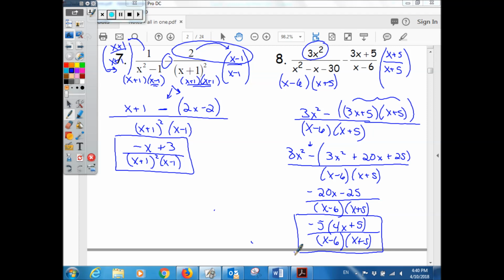So basically, the process you're going to follow to simplify these rational expressions is to get everything in factored form. If you've got multiple fractions, you need to get a common denominator and add them together, and then you can get your answer.